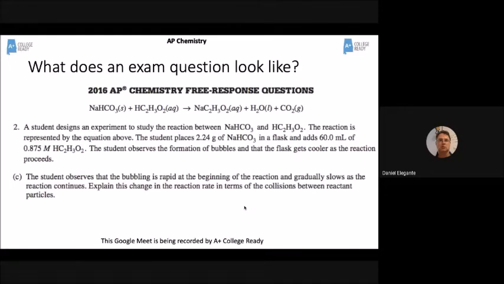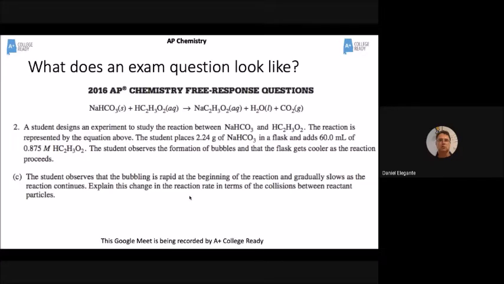All right, so what I want you to notice is it's giving you some math, which you don't need for this particular question, but it does happen later. But it tells you you have a chemical reaction. It does bubble, so it does happen. But I want you to notice that over here, it's telling you the flask gets cooler. As the flask gets cooler, the molecules are going to go slower. So look for keywords like that. But it basically says the bubbling is rapid and slows down. Explain this change in the reaction rate in terms of collisions between reactant particles.